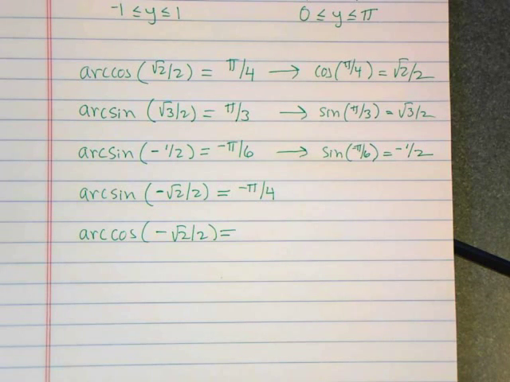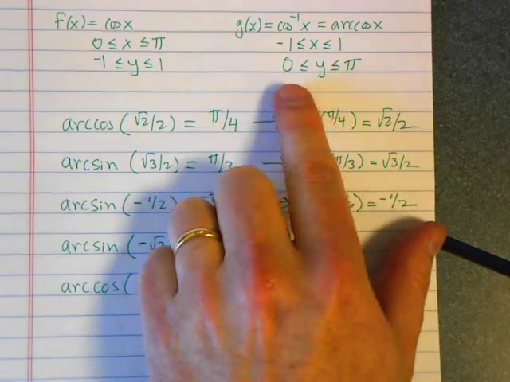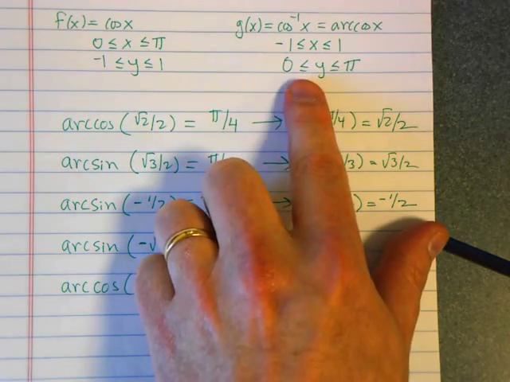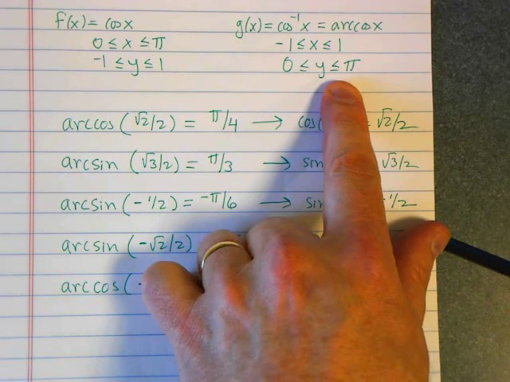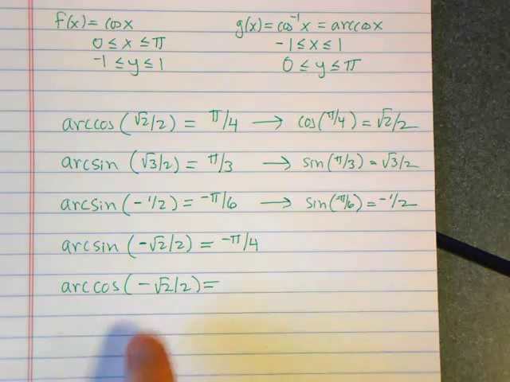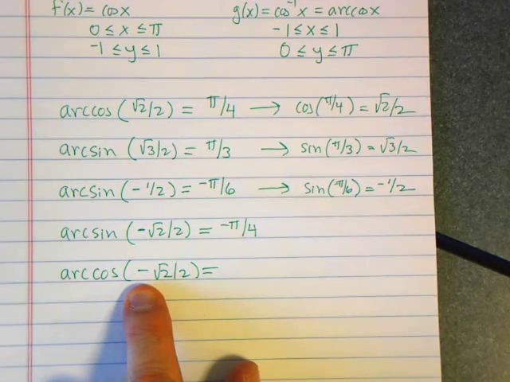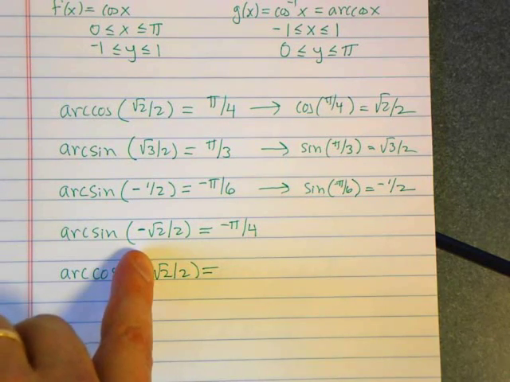Negative pi over 4 is what a lot of people will say. Unfortunately, when I'm dealing with arc cosine, where do my answers have to live? In quadrants 1 and 2. Cosine is not negative in quadrant number 4. So since this is a negative, my answer better be in quadrant number 2. Without the negative sign, the answer would be pi over 4.